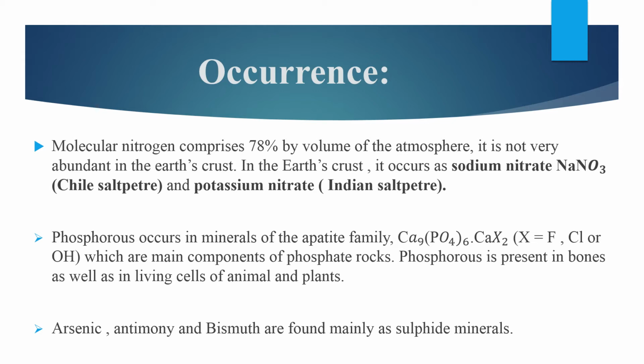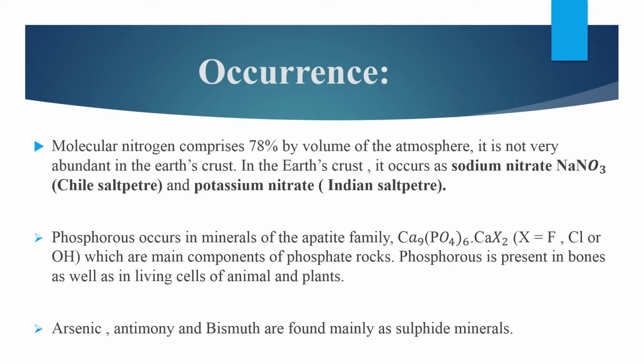Molecular nitrogen comprises 78% by volume of the atmosphere, and it is not very abundant in the earth crust. In the earth crust, it occurs as sodium nitrate, NaNO3, also known as Chile saltpeter, and potassium nitrate, KNO3, which is known as Indian saltpeter.